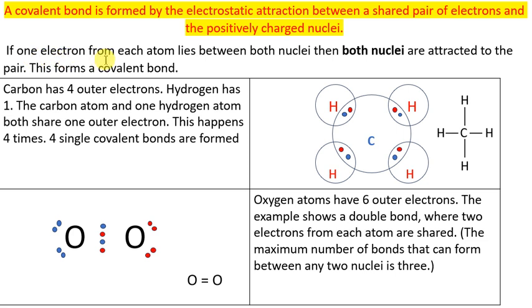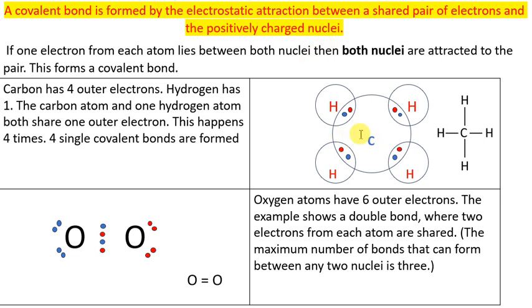If one electron from each atom lies between both nuclei, then both nuclei are attracted to the pair. This forms a covalent bond. Carbon has 4 outer electrons. Hydrogen has 1. The carbon atom and one hydrogen atom both share 1 outer electron. That happens 4 times. 4 single covalent bonds are formed.